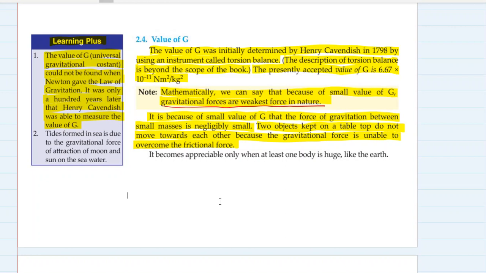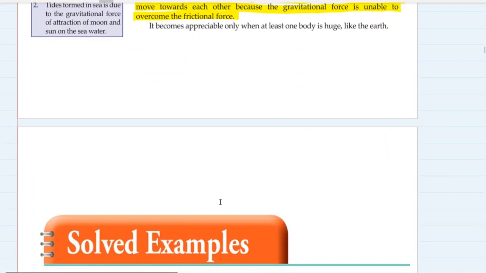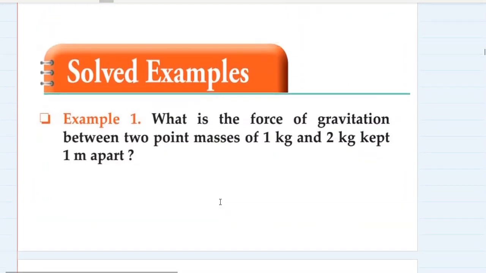Otherwise the gravitational force between two small bodies is always very, very weak, and gravitational forces overall are very weak forces in nature. They are the weakest force in nature. Okay, let's start with some numericals.